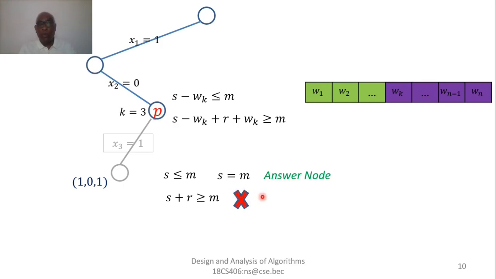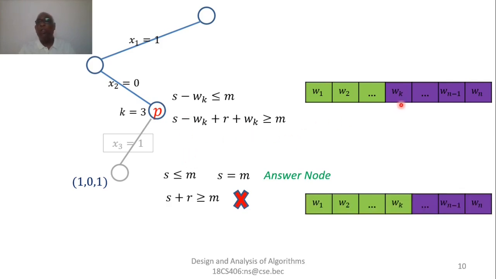Of course, you can also understand why this condition need not be checked at the node defined by xk equal to 1. Now, at the parent node, let's suppose we have weights w1, w2, wk minus 1 added, and that is represented by S. And weights wk, wk plus 1, up to wn are added, and that represents the R value at the parent node.